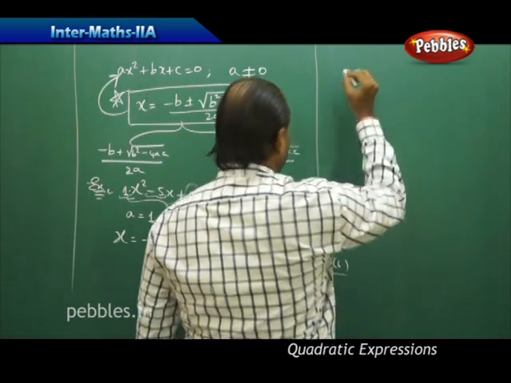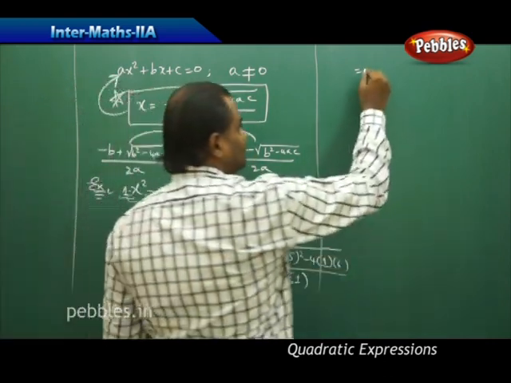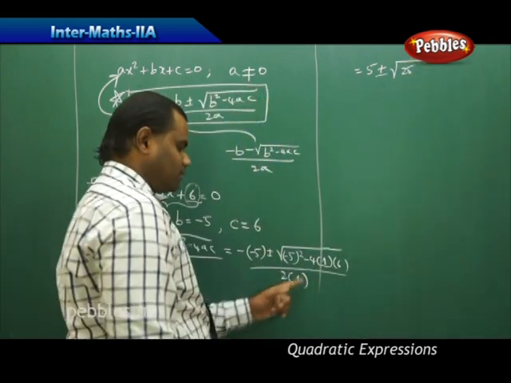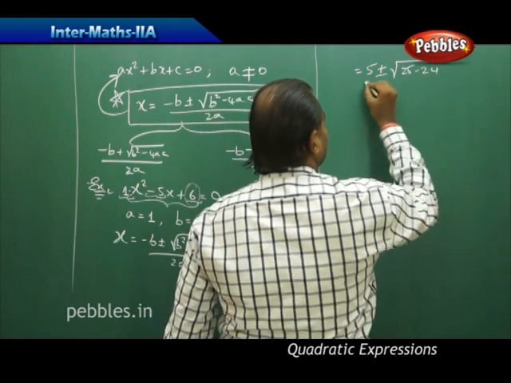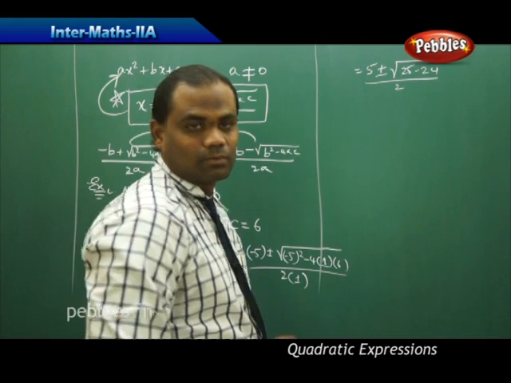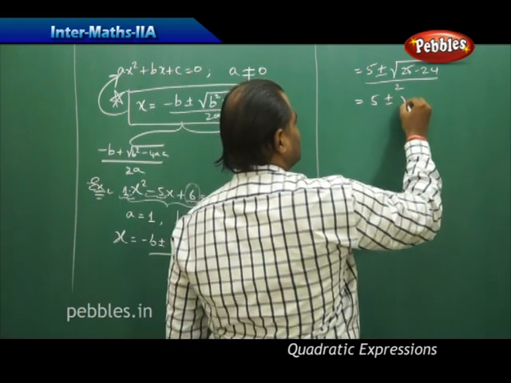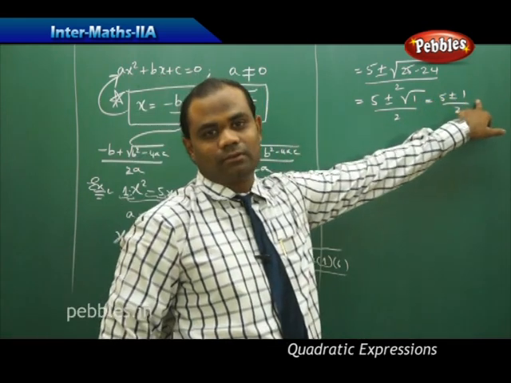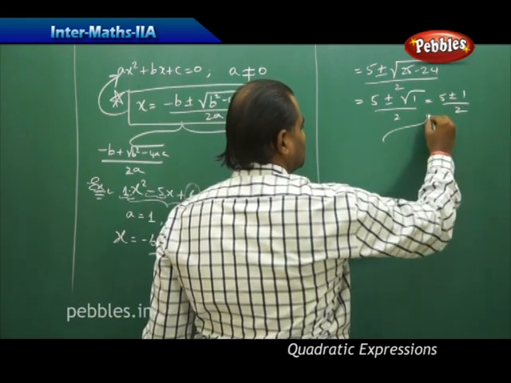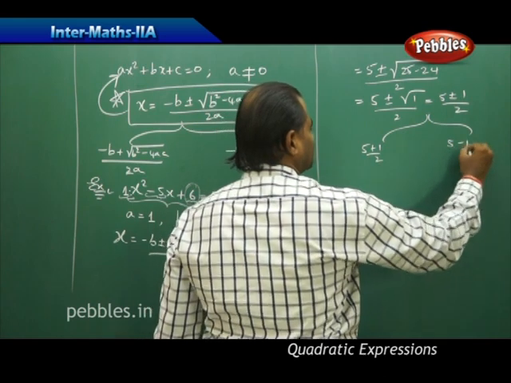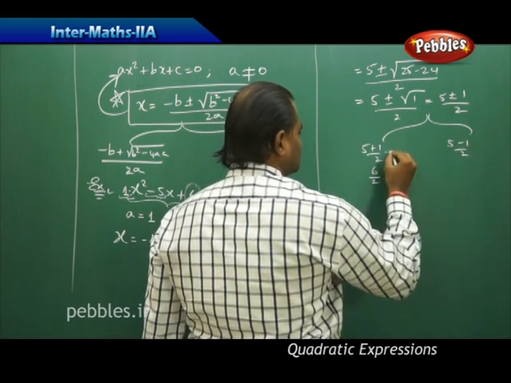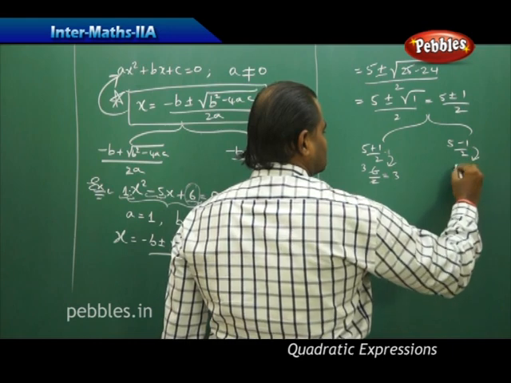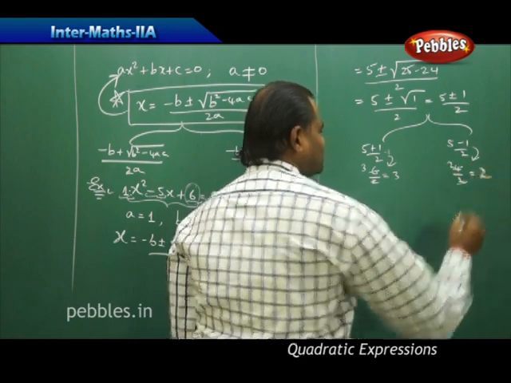Now this, on further simplification, gives me negative times negative 5, which is 5, plus or minus root of minus 5 whole square, which is 25, minus 24, by 2 times 1, which is 2. This, on simplification, gives 5 plus or minus root 1 by 2, which is nothing but 5 plus or minus 1 by 2, because root 1 is 1. Therefore, I have two roots here. One is 5 plus 1 by 2 and 5 minus 1 by 2, which gives me 6 by 2, which is 3, and this further gives me 4 by 2, which is equal to 2.